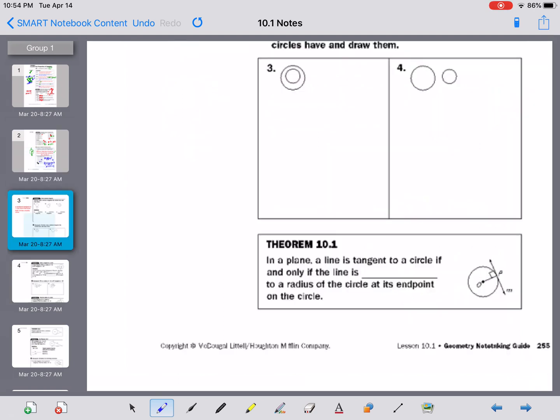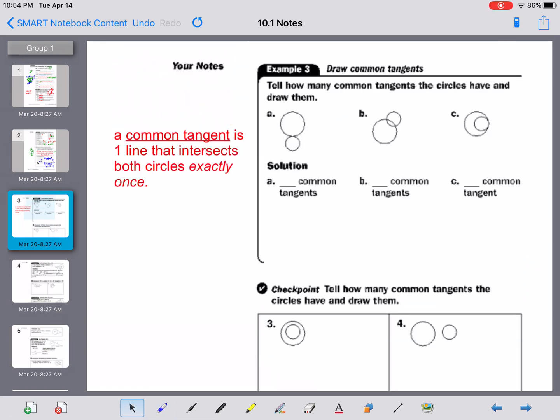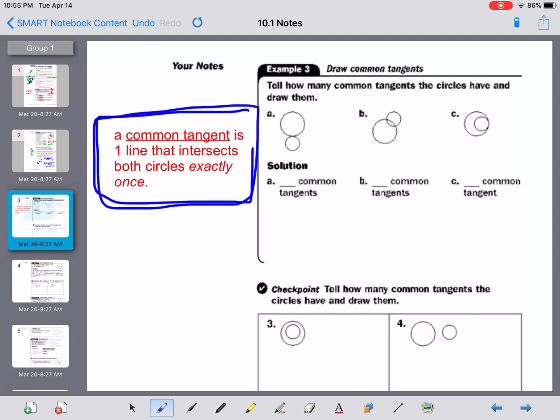All right, moving on to page 3. So I have common tangents. Make sure you copy down this definition from the margin because it's super important to know what a common tangent is. On a common tangent, we need to talk about more than one circle.